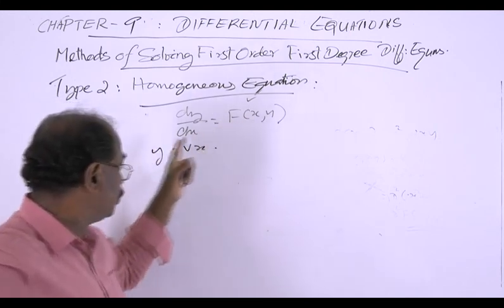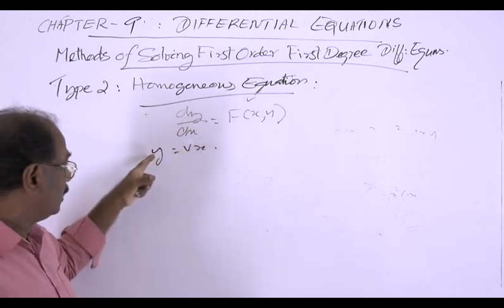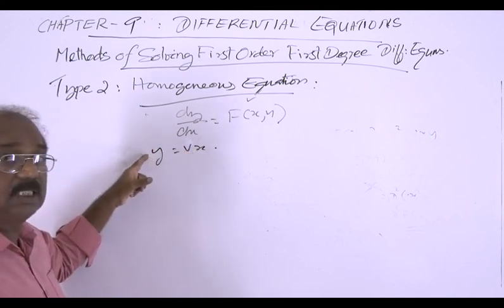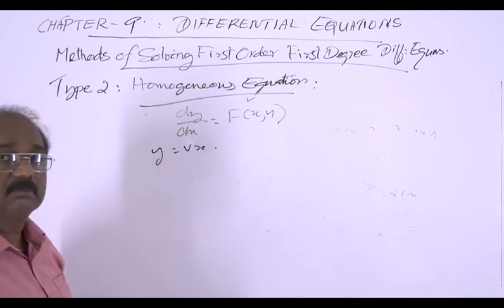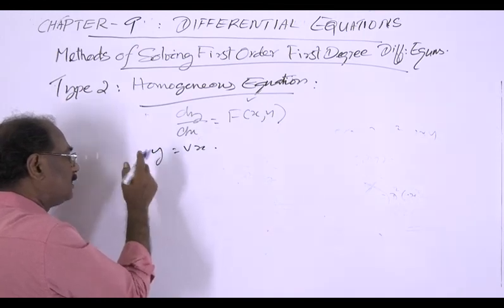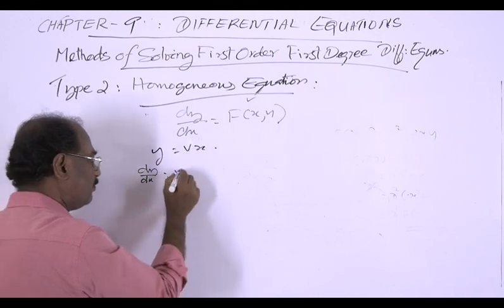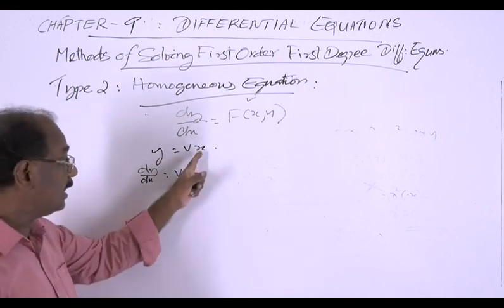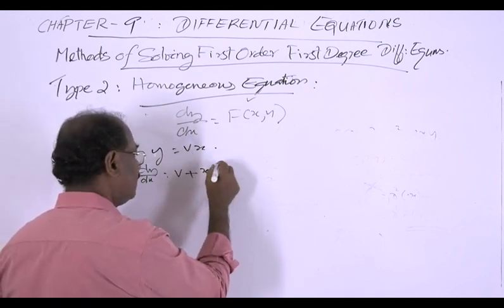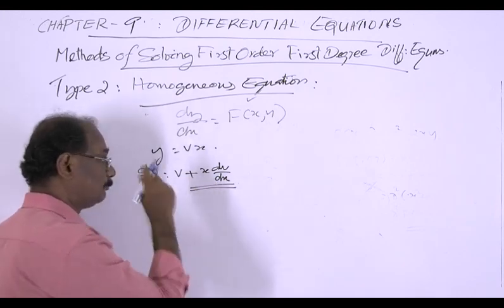If we substitute y equal to vx, then we cannot take the left side as dy by dx as it is, because corresponding to the substitution, we have to find what dy by dx is. To find dy by dx, we differentiate. Applying the product rule, dy by dx is equal to first function into derivative of the second, the derivative of x which is 1, plus second function x into derivative of first, dv by dx. So we get dy by dx is this.